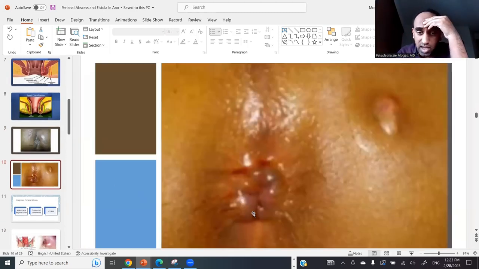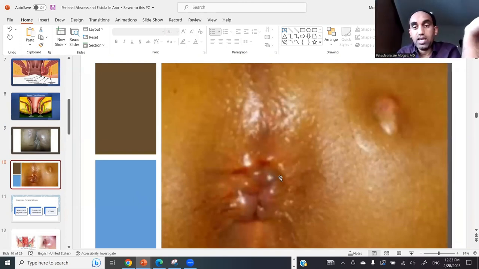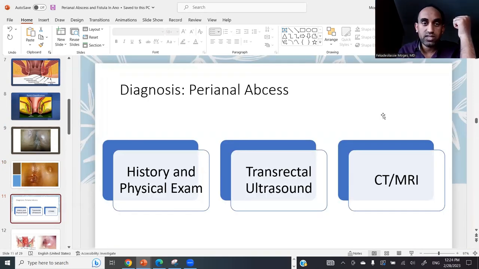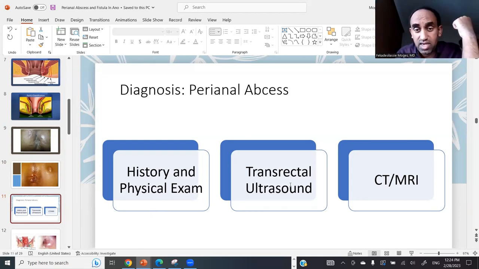So you can see some hemorrhoids, right? This is the anal orifice, and this is a vessel. You can see the dilated veins, it's a vascular structure, easily identifiable. There are some hemorrhoids going on, but it looks like there is also some healed scar around here, most probably the external opening of the fistula tract. So history and physical examination are important.